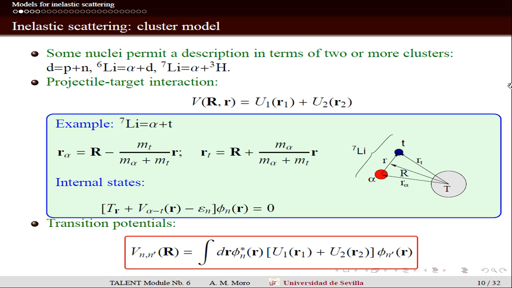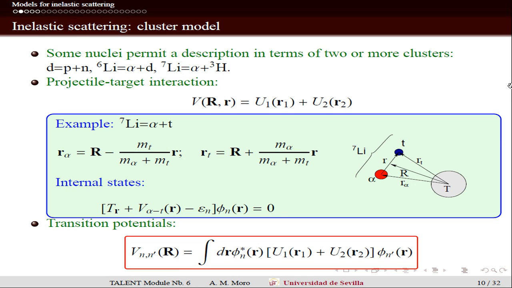We want to expand this in the spherical harmonics corresponding to this vector that goes to the center of mass of the alpha-triton system. So we can express these alpha-target and triton-target coordinates in terms of this center of mass coordinate and the internal coordinate. So this is convenient for what we will see now. These are just two independent sets of variables, so we can use one or another according to our convenience.